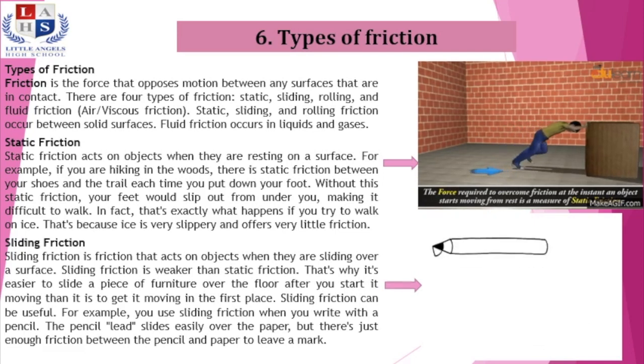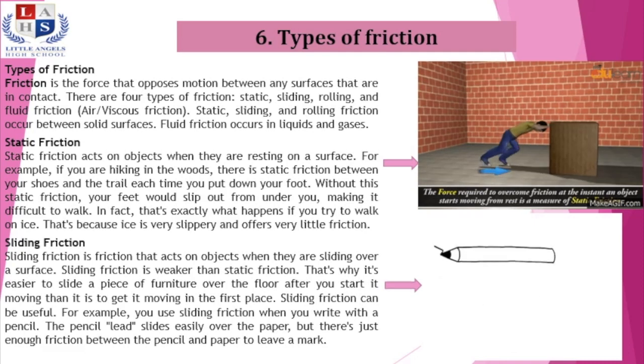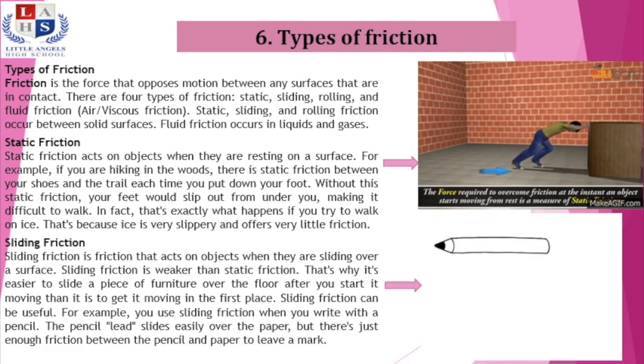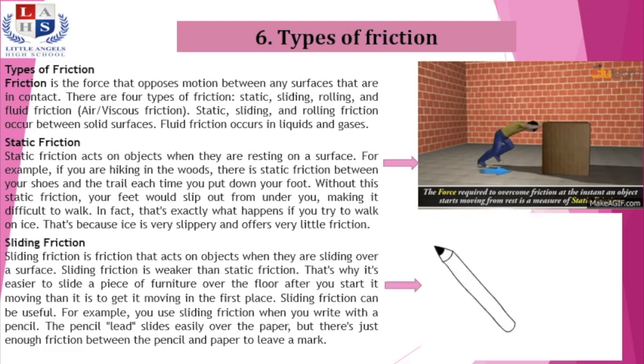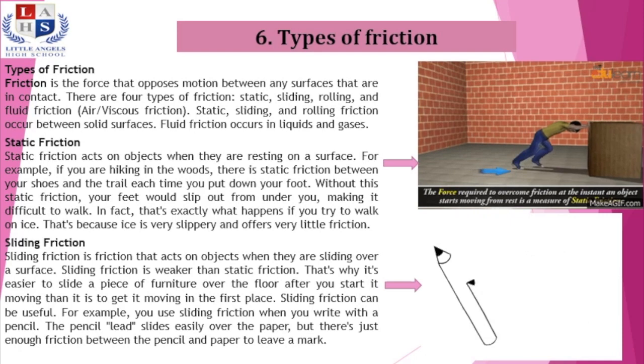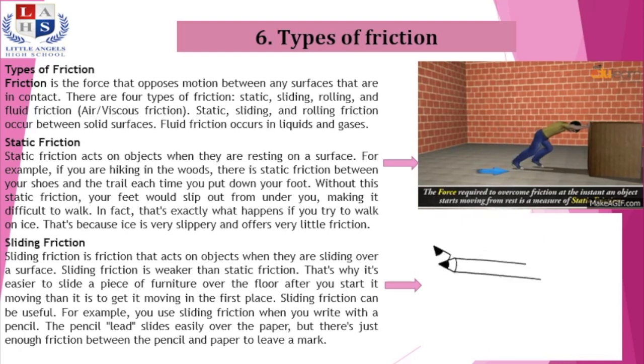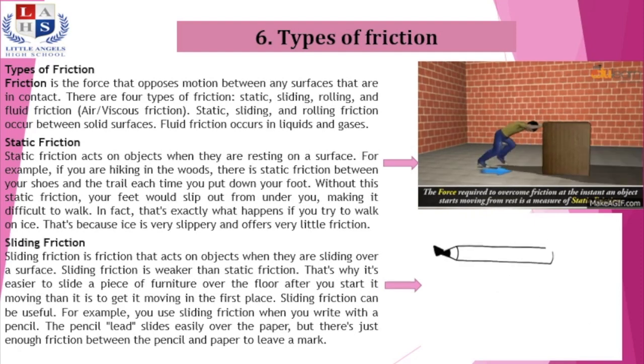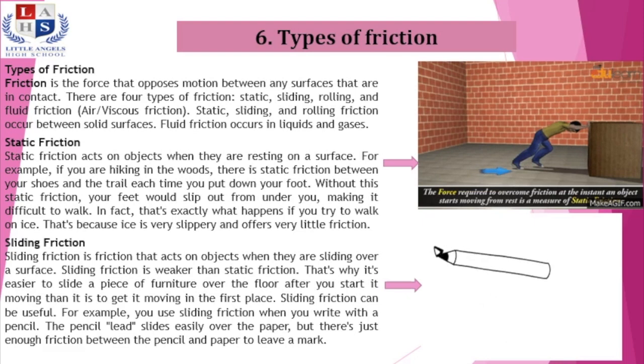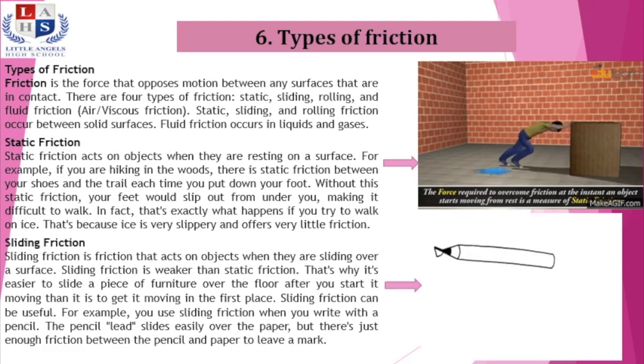This friction lacks on an icy surface because it is less rough and offers very little static friction. The next one is sliding friction. It acts when an object slides over a surface. The best example is when we write with a pencil or pen on paper. The pencil lead slides easily over the paper, providing enough friction between pencil lead and paper to leave a mark.